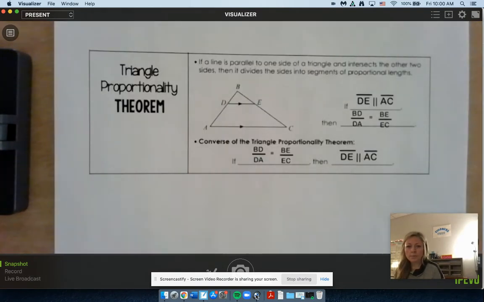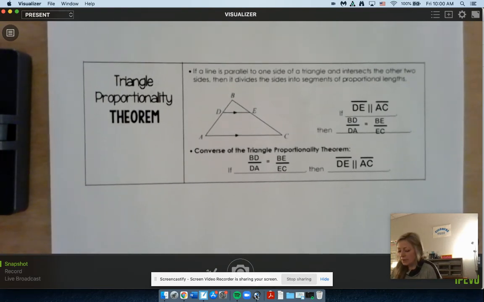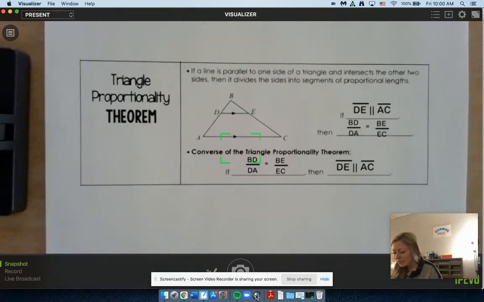So, big idea. Here we go. It says, if a line is parallel to one side of a triangle and intersects the other two sides, then it divides the sides into segments that are proportional. There's a lot of words there, right? So let's kind of break it down.